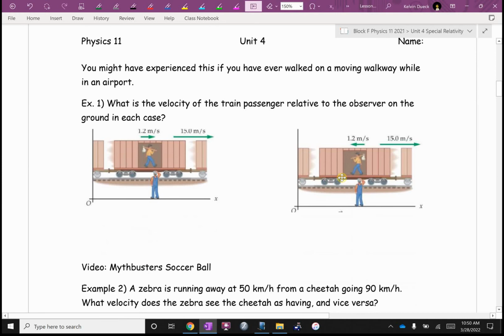Example one says, what is the velocity of the train passenger relative to the observer on the ground in each case? What is the relative velocity? My abbreviation for relative velocity is VREL, V-R-E-L. How fast does that person on the ground see the person with the little sack moving? I'll give you a hint. Not 1.2 and not 15. How fast does the person on the ground see the person on the train moving?